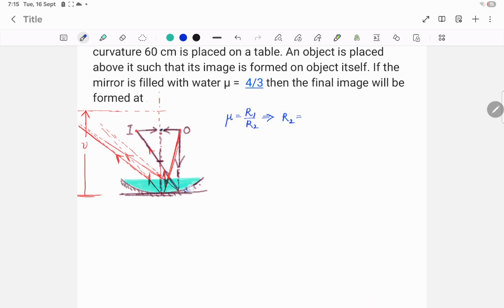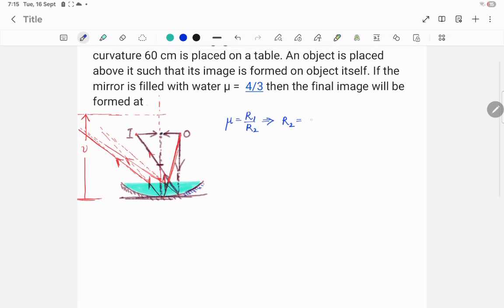Now from this you can calculate the effective radius after pouring water. R2 is equal to R1 by mu. From this, the R1 value you know is 60 centimeters, and the refractive index is given as 4 by 3. So that is equal to how much? 180 by 4, that is 45 centimeters.